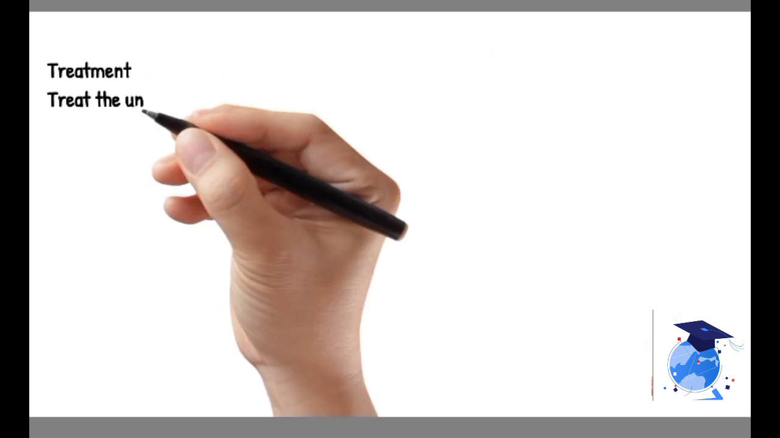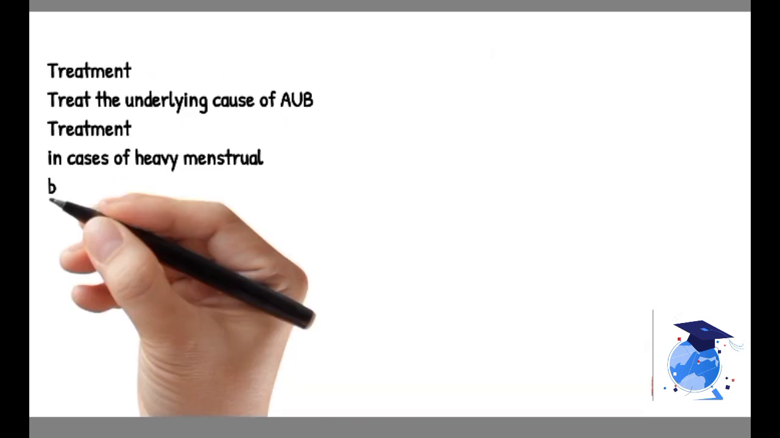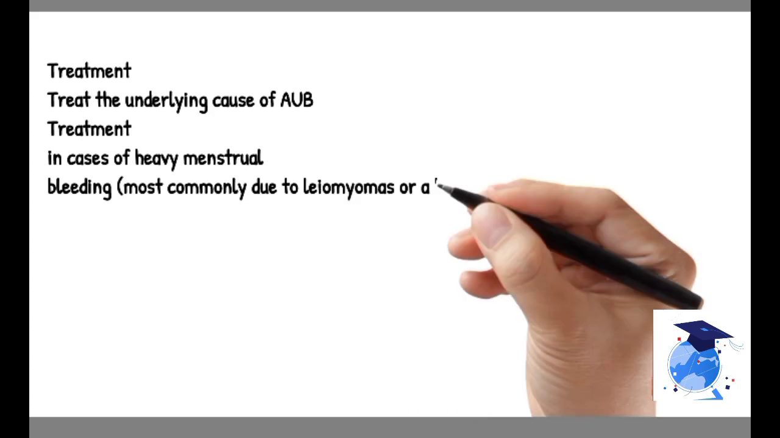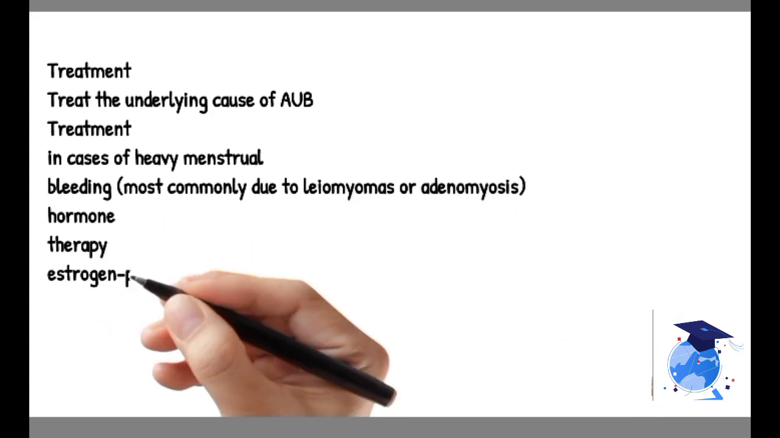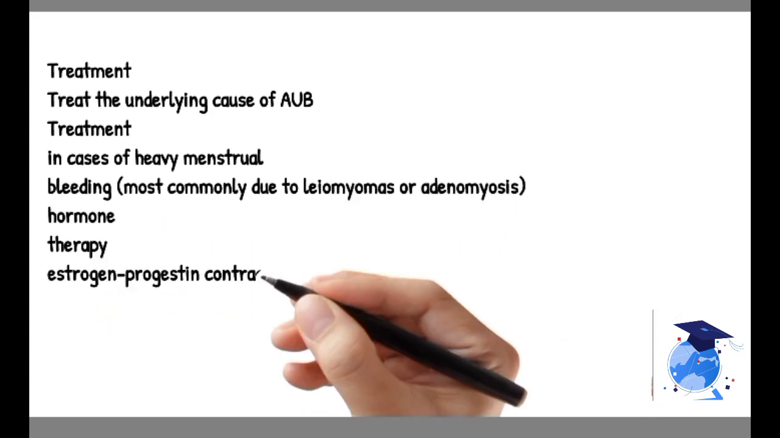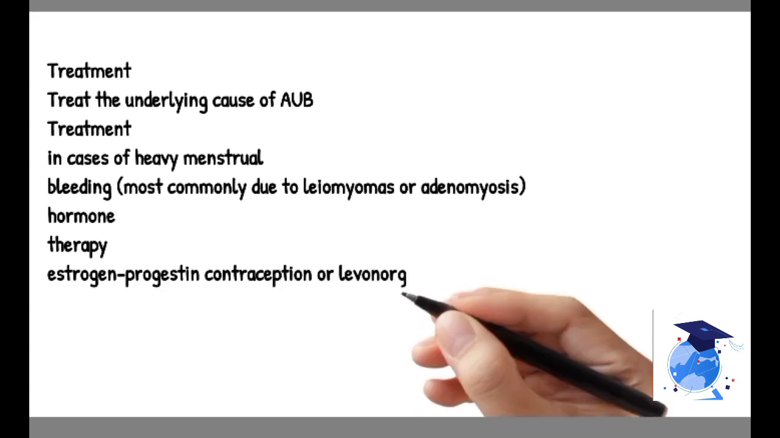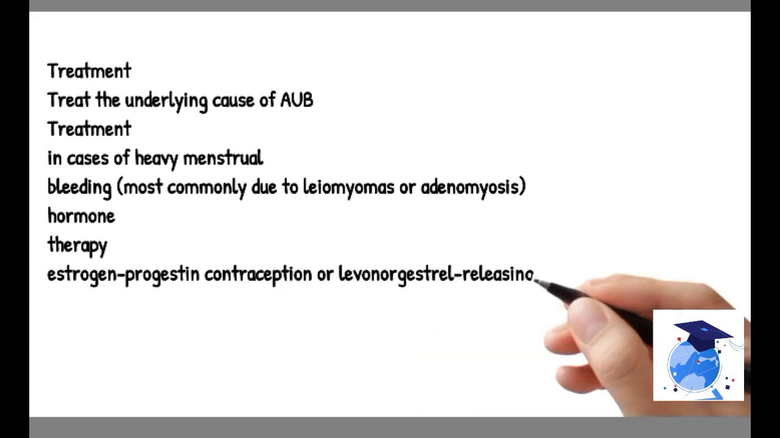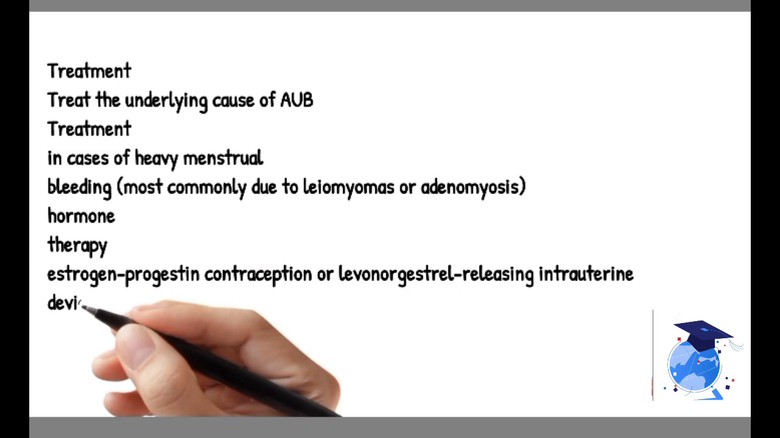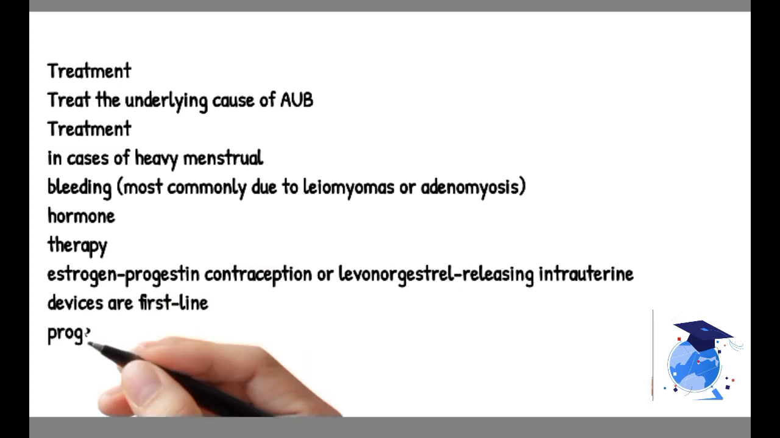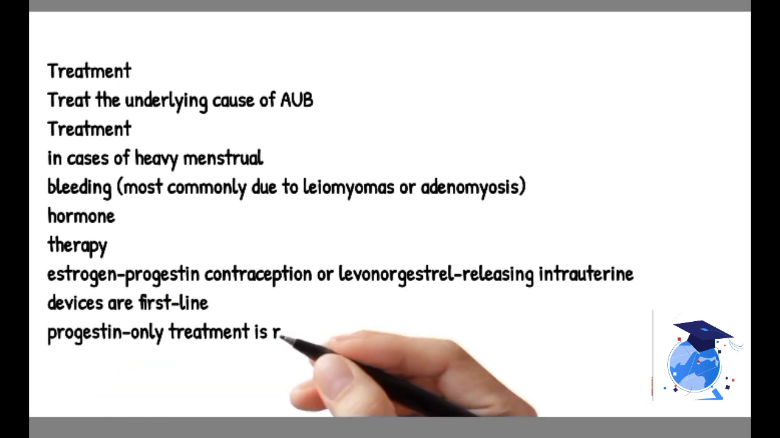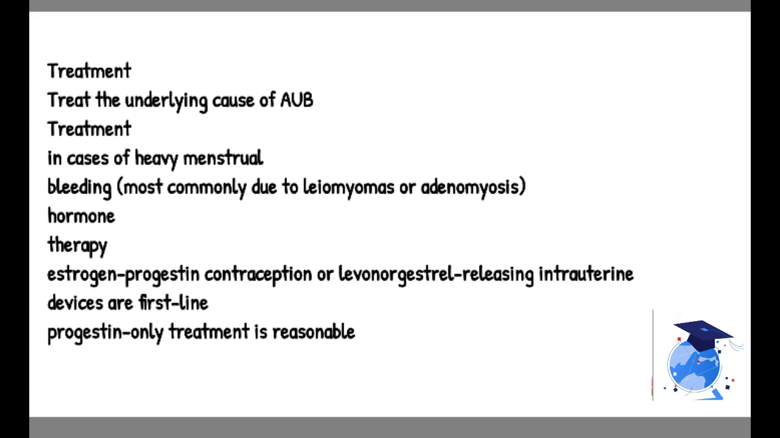With regards to treatment, remember that this should be aimed at the underlying cause of abnormal uterine bleeding. In cases of heavy menstrual bleeding, which are most commonly due to leiomyomas or adenomyosis, one may consider hormone therapy, such as estrogen-progestin contraception or levonorgestrel-releasing intrauterine devices, which are first line. Progestin-only treatment is also reasonable.